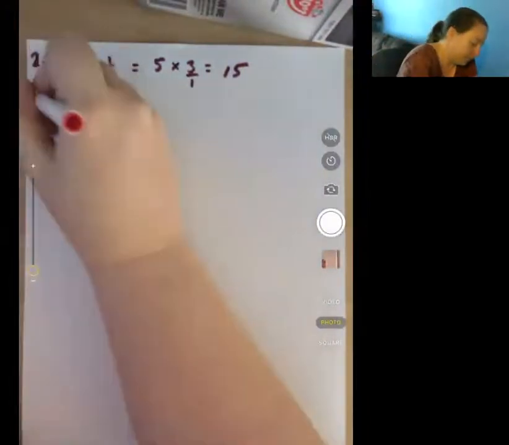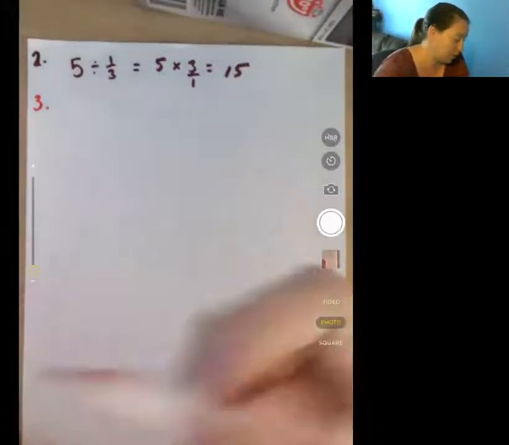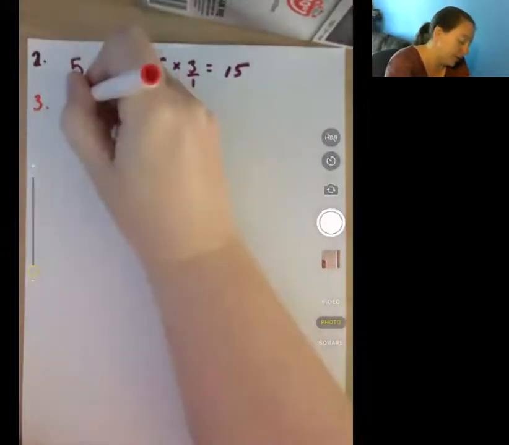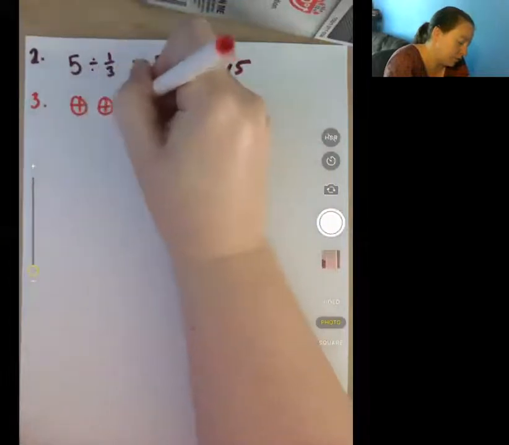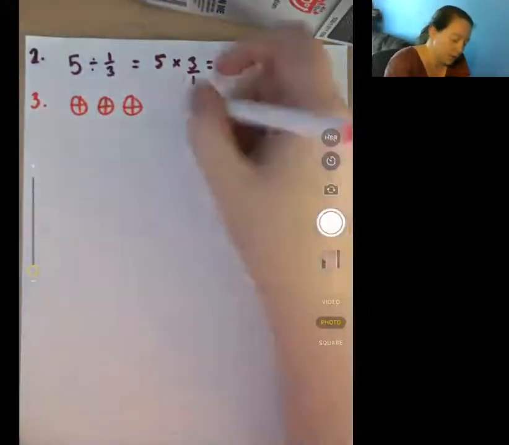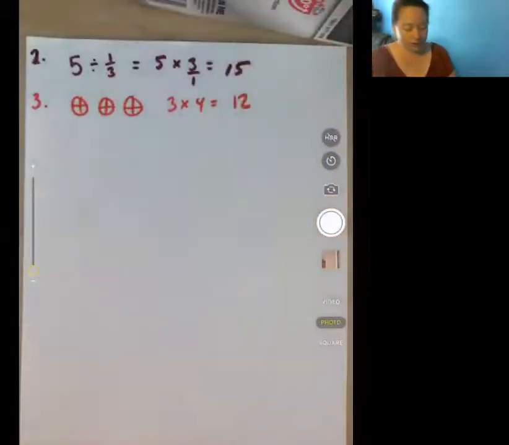Number 3. Leah has 3 muffins. She cuts each muffin into fourths. How many 1/4 muffin pieces does she have? So we're drawing the diagram. 1, 2, 3 muffins cut into fourths. So 3 times 4 is 12.